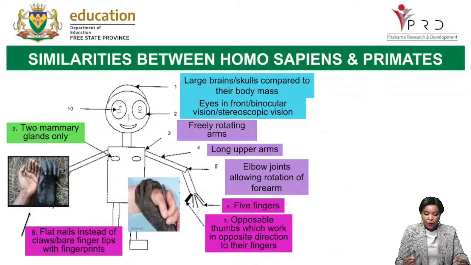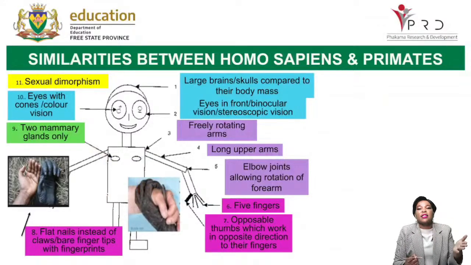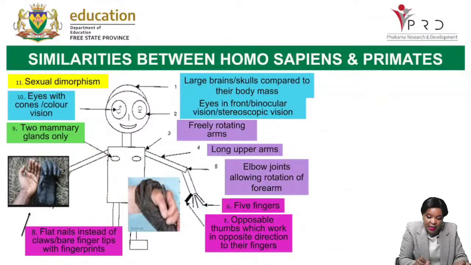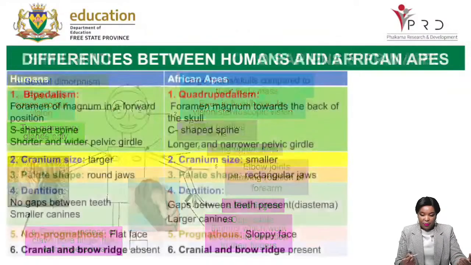Then the last one will be sexual dimorphism. There is a distinct difference between the male and the female, between us and them. So you can know because the males have their different organs and the females also, they have their different organs. So these signs inside these ones, the ones that show the males and the females, will remind you that you are talking about sexual dimorphism.